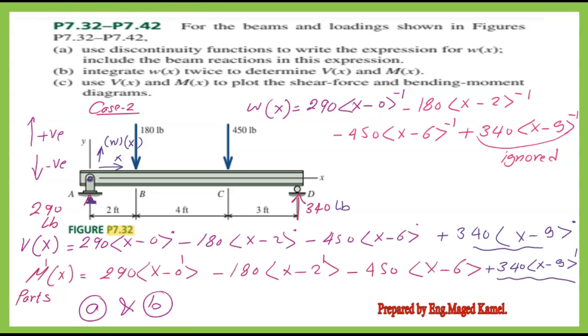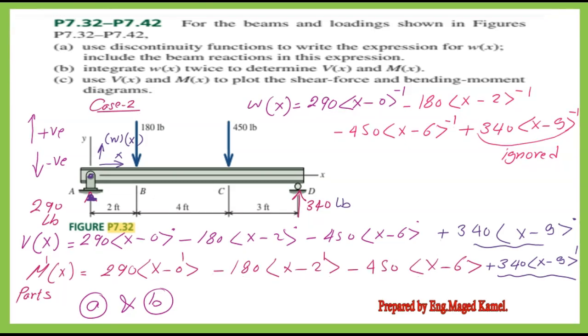So we write 290 multiplied by x minus 0 raised to the power of minus 1, since we are dealing with the load intensity. After 2 feet comes a downward load of 180 pounds, so the expression is minus 180 multiplied by x minus 2 raised to the power of minus 1.